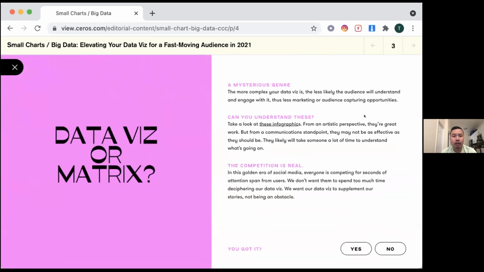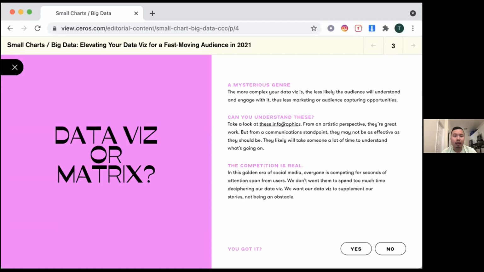Number 3, data viz or matrix. Data viz or infographic design on its own is a whole graphic design genre. And I'll be lying if I told you I'm any kind of expert in that field. But what I can tell you is that the more complex your data viz is, the less likely the audience will understand and engage with it quickly.